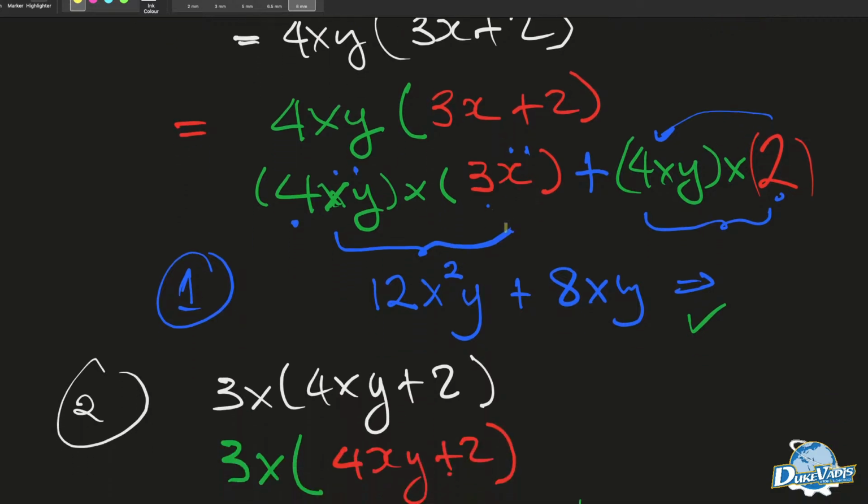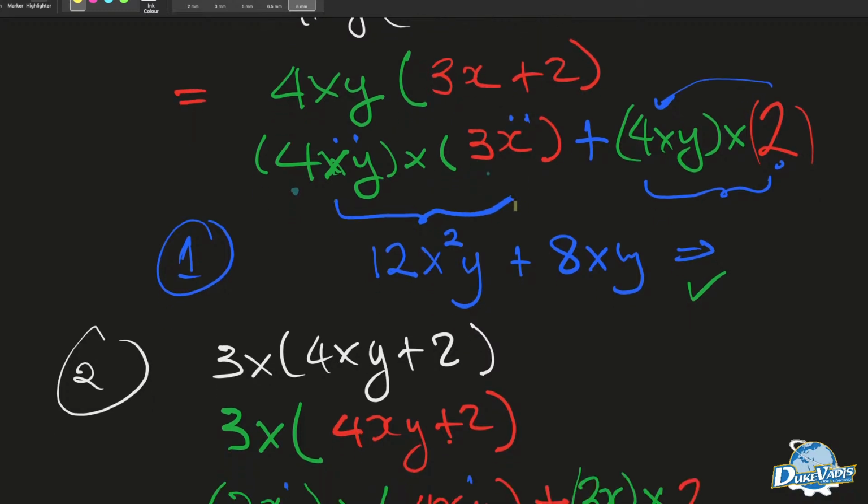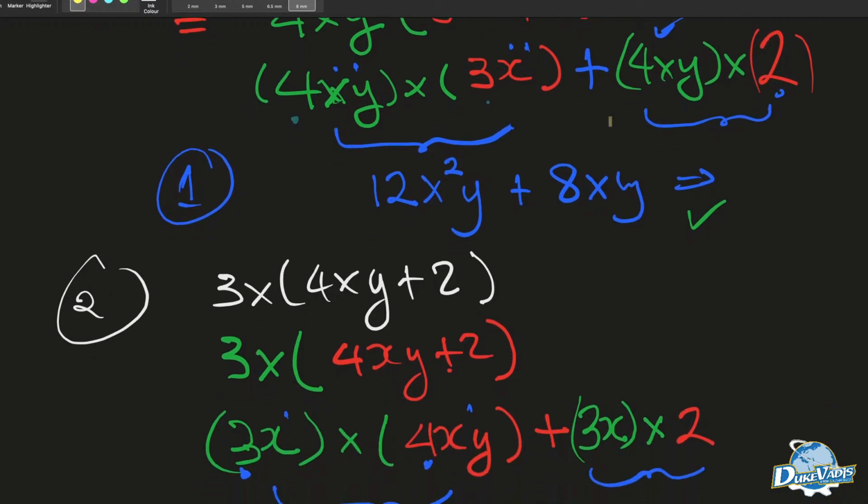And after expansion, we had 4xy multiplying 3x, plus what you see here, 2 is here, so 4xy multiplying 2. Now we know that when we multiply 4xy times 3x, it's all multiplication. So if we have it at the back of our mind that we're multiplying 4 by 3, we are going to get 12.